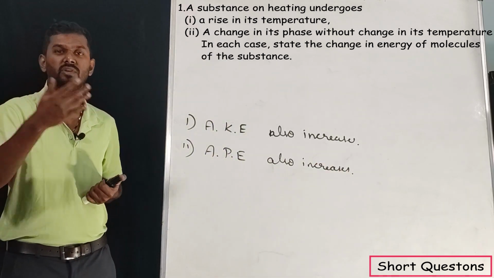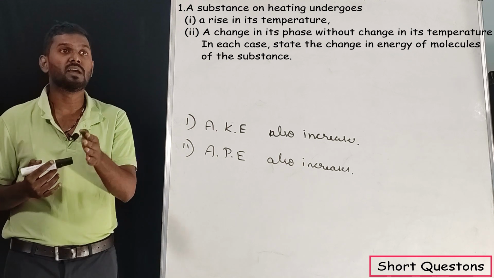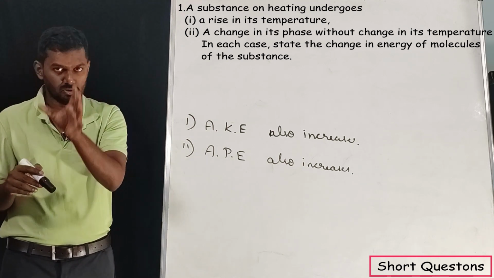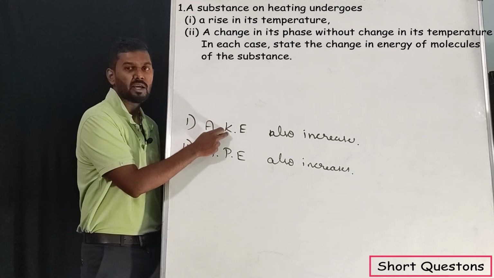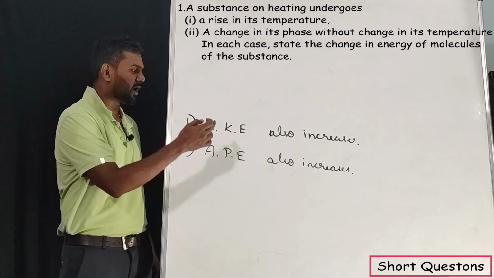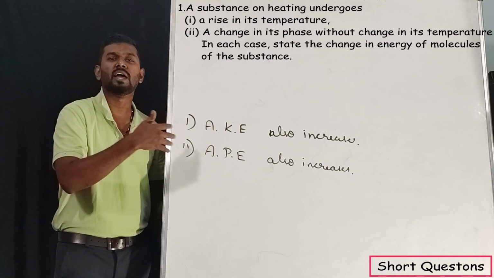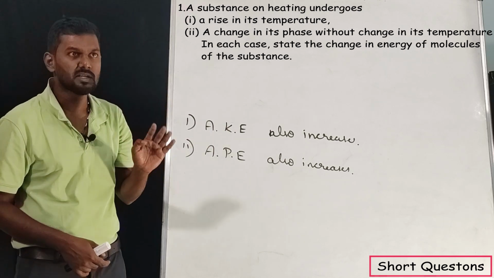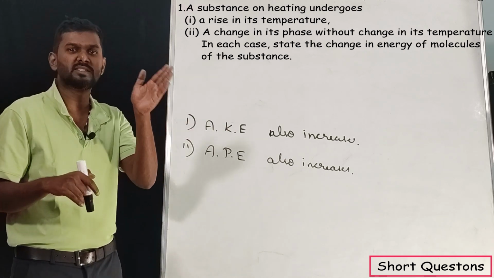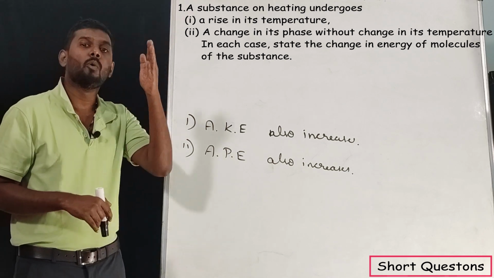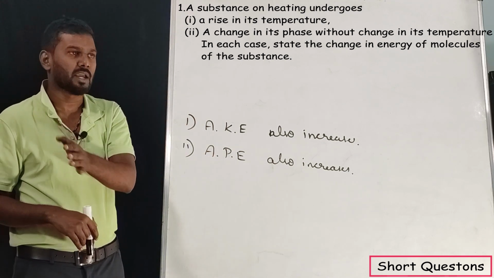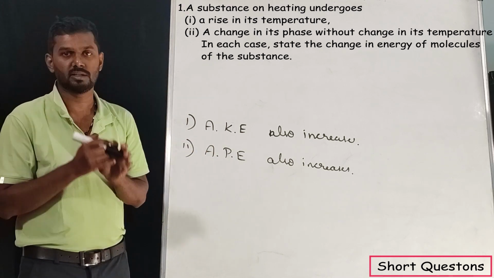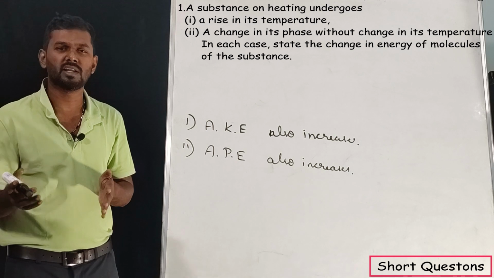They are not asking from which state to which state it is changing. They are asking to state the change in energy of the molecules. Whenever this phrase energy of the molecule comes, you have to talk about either kinetic energy or potential energy. Whenever you write kinetic energy, just add average kinetic energy. So average kinetic energy increases only when the temperature increases. If the temperature is constant and there is a change in phase, which is nothing but a change from one state of matter to another state, then average potential energy increases. Keep this in mind. All these things we have learnt in the concept video.